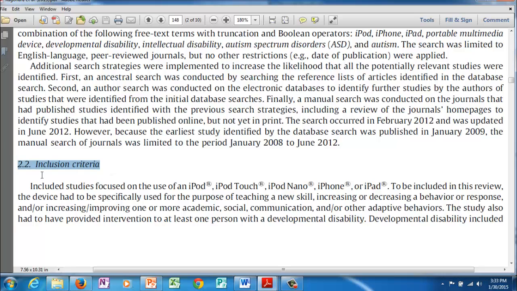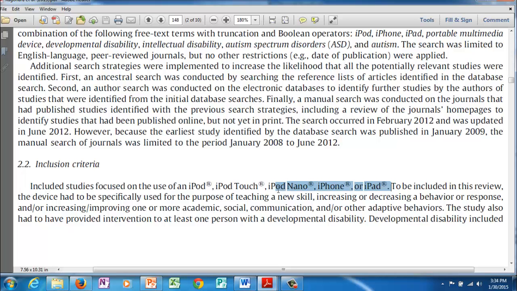The included studies focused on the use of iPod, iPad, iPod Touch, iPod Nano, iPhone, or iPad. So just iPods and related devices. So they had to use one of those types of devices.